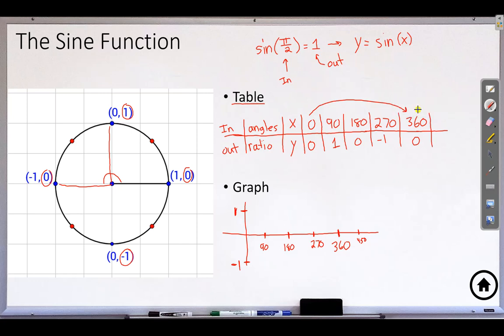So at 0, we are at 0. And then at 90, we're up at 1. At 180, we're back to 0. At 270, we're down to -1. And at 360, back to 0. And if we kept on going, we would just follow this pattern again. So the next one would be at 1, then at 0, and then at -1. It would just keep following that pattern. And no, it's not straight lines. These are curves. So when we connect them, make it as curvy as possible.